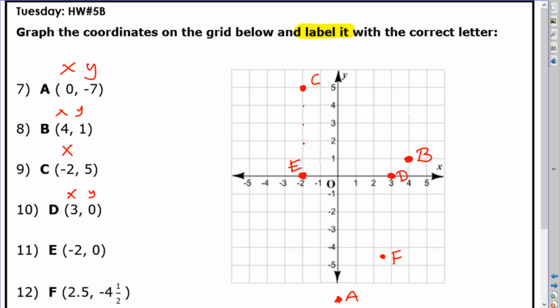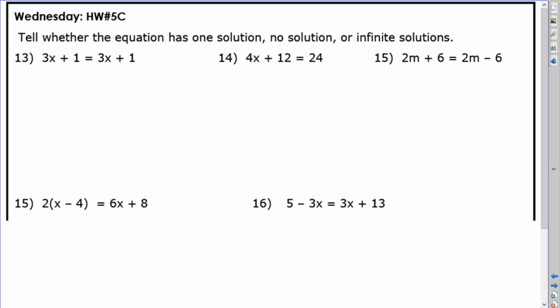All right, let's turn the paper over to the back side and let's take a look at the next equations to solve. So the directions here say to tell whether the equation has one solution, no solution, or infinite solutions. Well, infinite solutions means that the left side and the right side are an identity, which means that they exactly match. And that's kind of tough to see on some of these, but I think for number 13 you can tell already. 3x plus 1 is equal to 3x plus 1. So when they match perfectly or exactly, we call that infinite solutions.